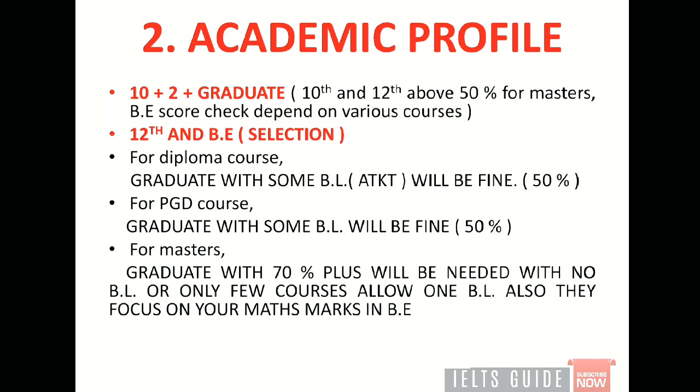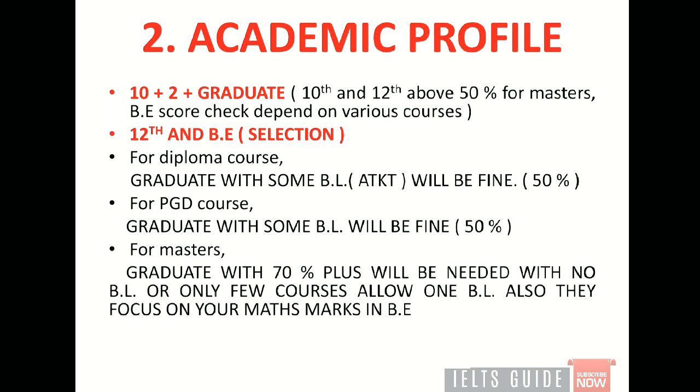So maybe you are 10 plus 2 plus graduate, which means you have passed 10th, HSC, and you are a graduate. Then your selection criteria will be based on your 12th score and your bachelor degree score. So it is a must that your 12th and bachelor degree scores are good for your selection in a particular university or college.